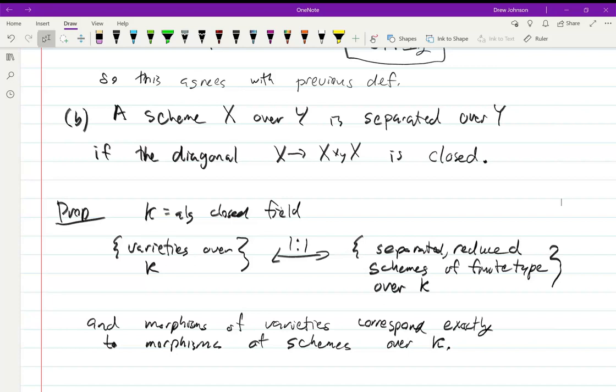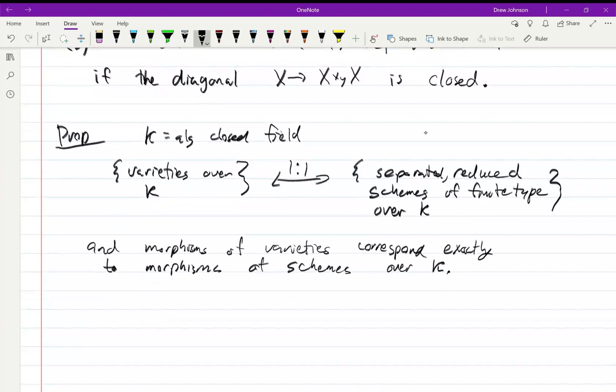All right, so from now on, for example, I'm going to say A^n over C is isomorphic to Spec of C[x_1, ..., x_n].